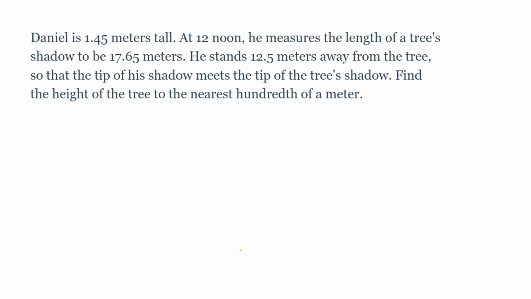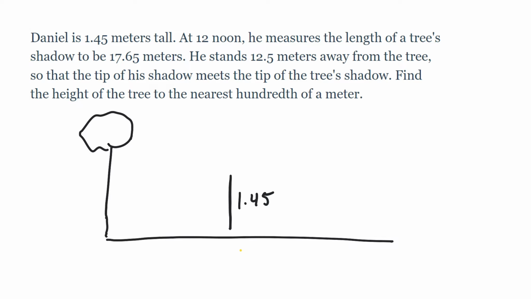All right, so in this one, we're going to have to construct our own picture. We can clearly see Daniel stands 1.45 meters tall at high noon. He measures the length of a tree shadow. So we've got a tree here, obviously. Beautiful tree right there. And the shadow of the tree measures 17.65 meters.